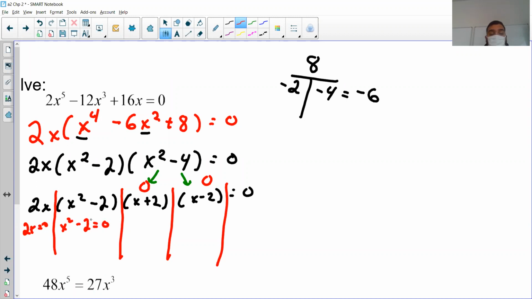So we're gonna solve for each one. 2x equals 0. Sorry, I was finishing a test. That's fine. X squared minus 2 equals 0. X plus 2 equals 0. And x minus 2 equals 0. So you're solving multiple answers here. They're all going to separately be equals 0.